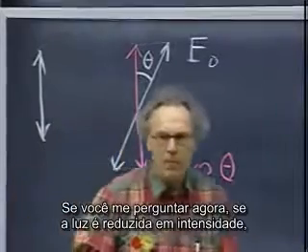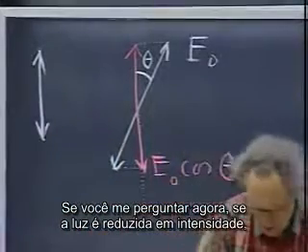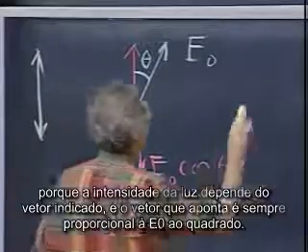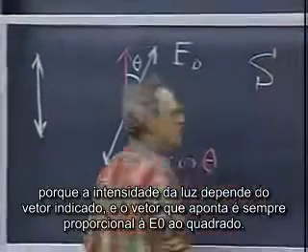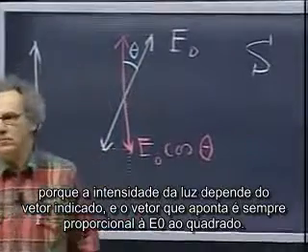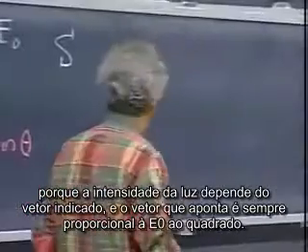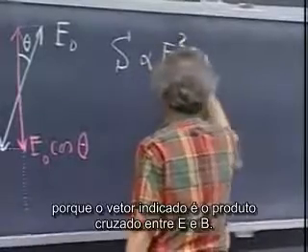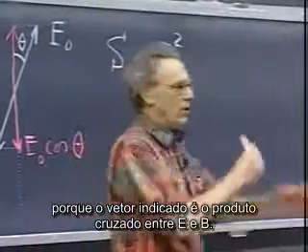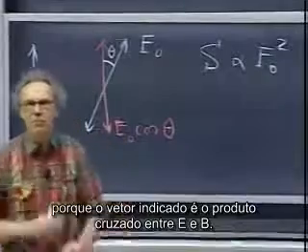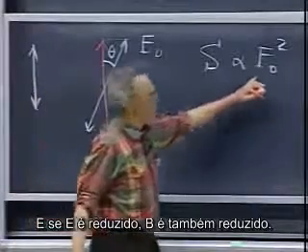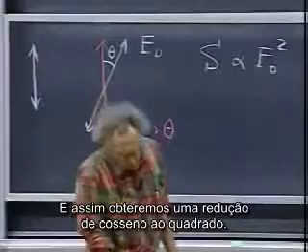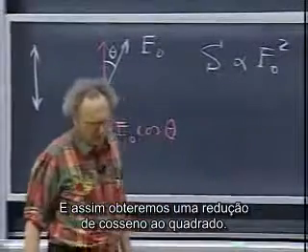If you ask me now whether the light is reduced in intensity, I would have to say yes, of course, because light intensity depends on the pointing vector, and the pointing vector is always proportional to E0 squared, because the pointing vector is the cross product between E and B. And if E is reduced, B is also reduced. And so we get a cosine square reduction.